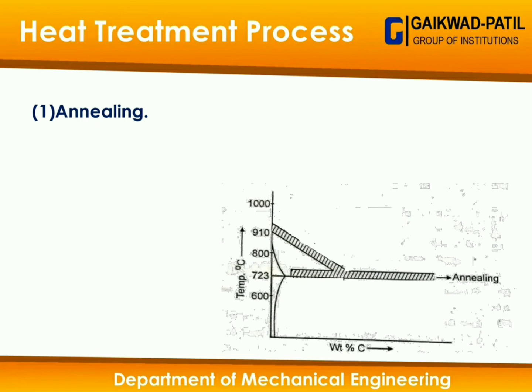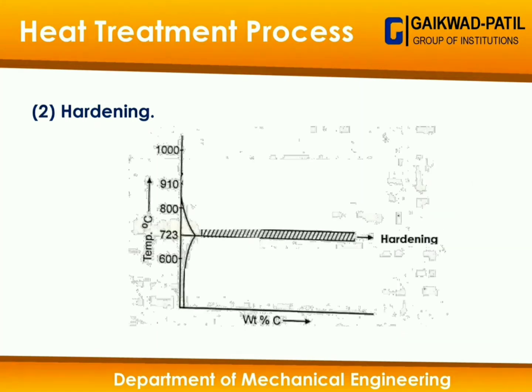Now the next heat treatment cycle is the hardening heat treatment cycle, in which the metal is heated up to austenitization temperature and then cooled down fast up to 723 degrees centigrade temperature, kept there, and then allowed to cool down in a salt bath or water bath from 723 degrees centigrade temperature. Then we will get the hardened metal. So this is the hardening heat treatment cycle.